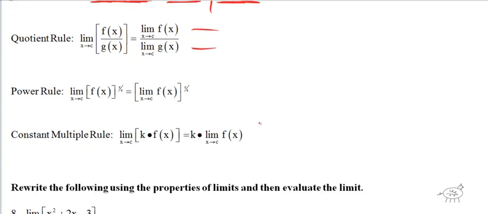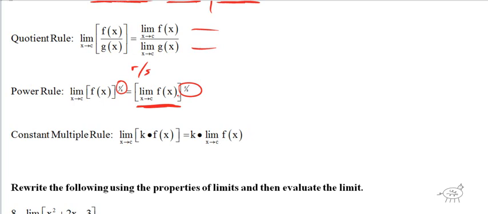The power rule makes you feel very powerful. It's a little hard to read, but this is to the r over s power. So in other words, it's to an exponent or to a root. Basically, I can take the limit first and then raise it to a power, as opposed to taking the limit of f of x to a power. I can just take the power outside of it. So find the limit of f of x first and then raise it to a power. I'm allowed to do that.